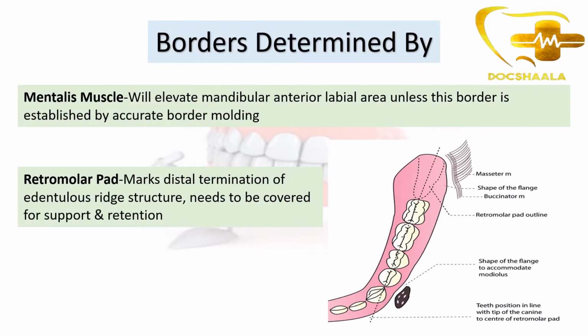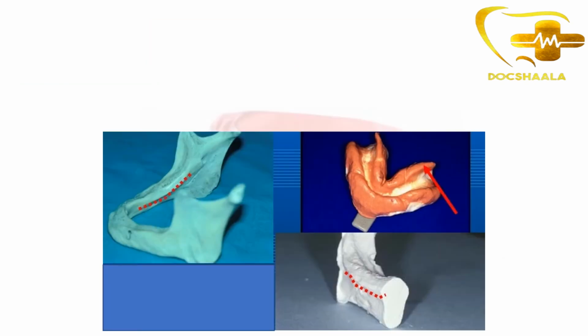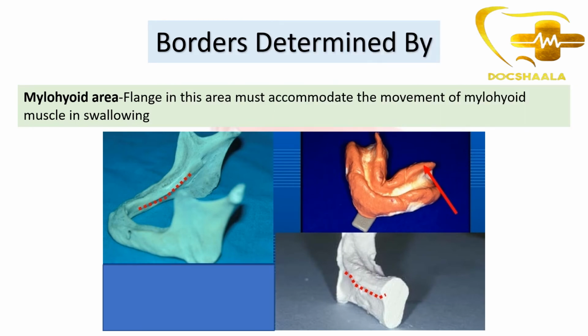Then coming to the mentalis muscle, you can appreciate that the mentalis muscle will elevate the mandibular anterior labial area unless this border is established accurately. And the retromolar pad. This is the retromolar pad. It marks the distal termination of the edentulous ridge structure. It needs to be covered for support and retention. Then coming to the mylohyoid area, this is the mylohyoid line, or the mylohyoid area. The flange in this area must accommodate the movement of the mylohyoid muscle while swallowing. So this should also be determined.